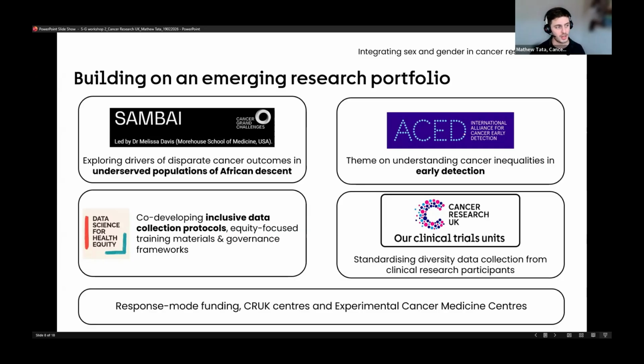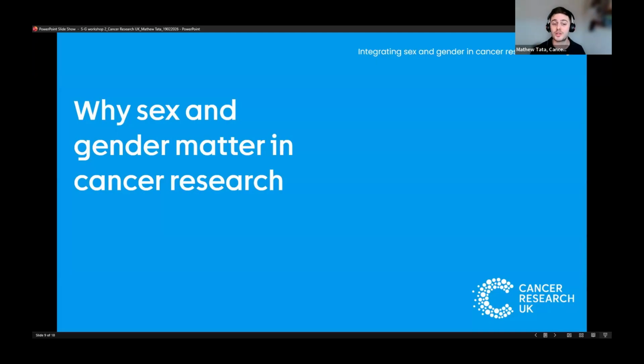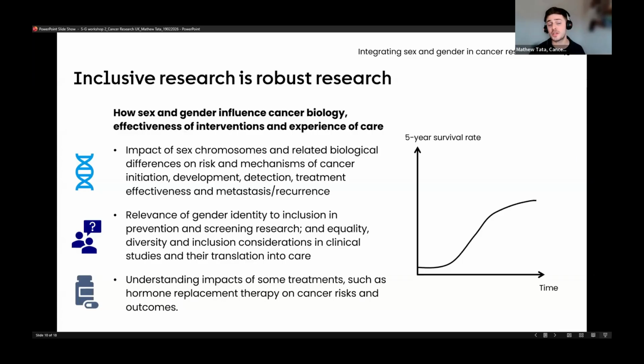So you heard, if you were in the first workshop, about the importance of considering sex and gender in cancer research. Just to reiterate, and if you weren't in attendance, as far as we see it, inclusive research is robust research.